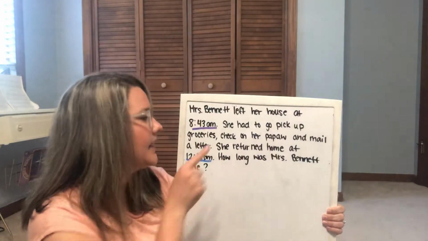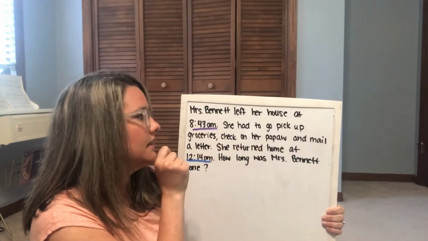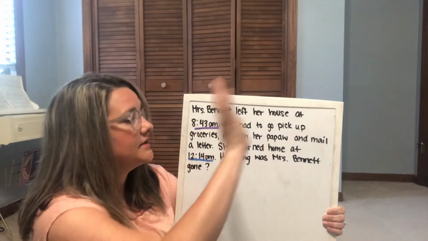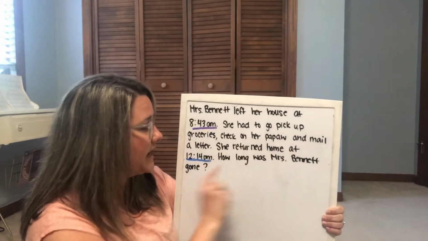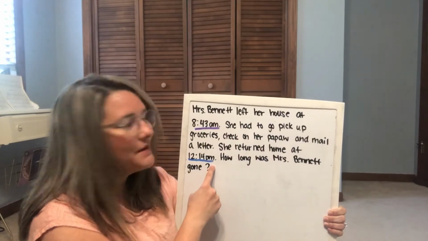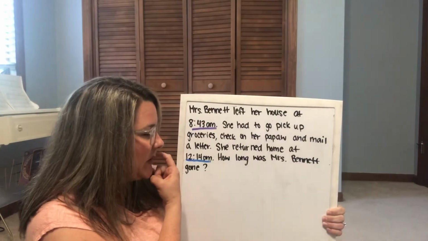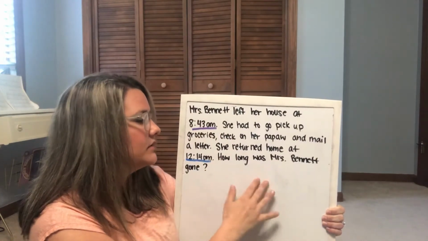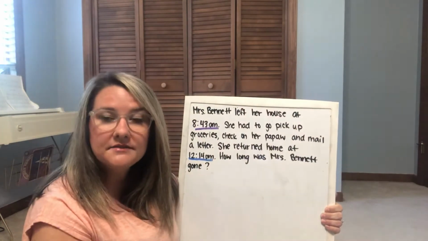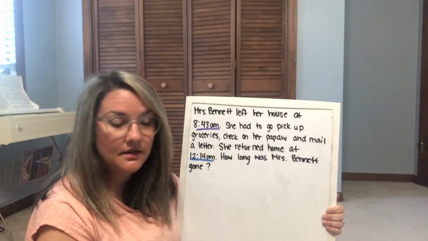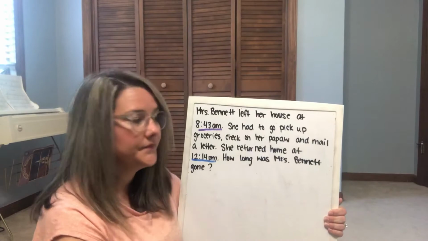It looks like I have been given a start time. I left my house at 8:43. I was gone to run my errands, and I came back at 12:14. The question is asking, how long was I gone? So I'm trying to find the elapsed time. How much time has passed? How much time was I gone?